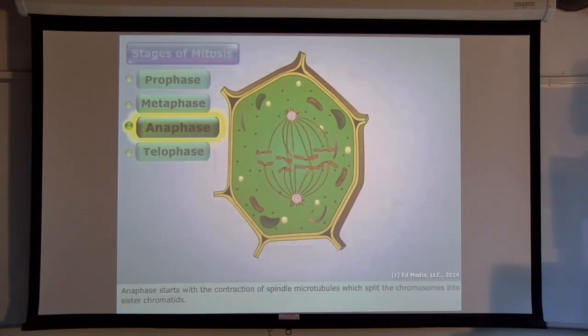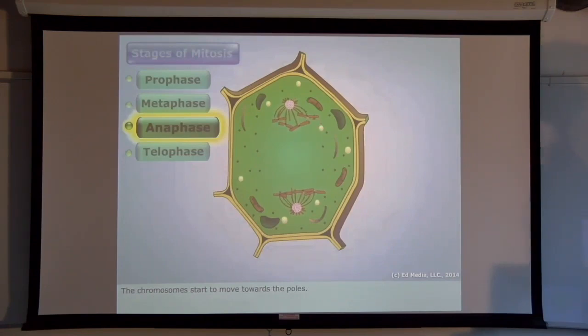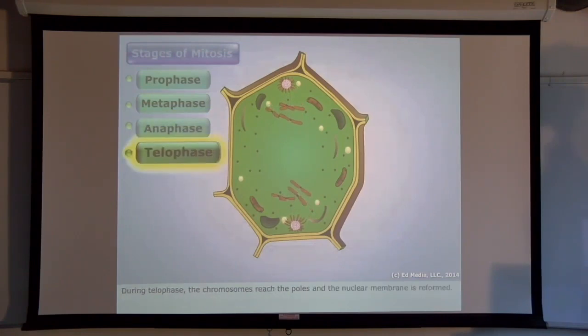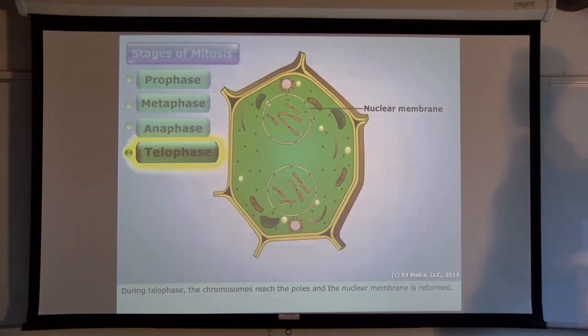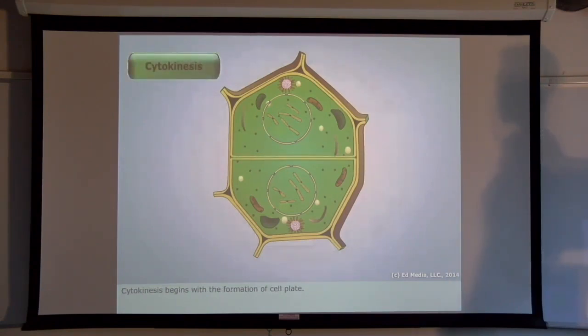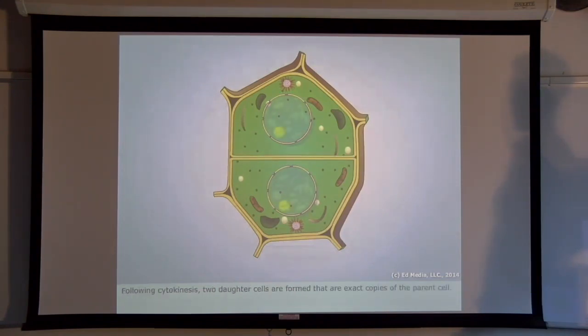Anaphase starts with the contraction of spindle microtubules, which split the chromosomes into sister chromatids. This guarantees an equal amount of information on each side. They start to move towards the poles. During telophase, the chromosomes reach the poles and the nuclear membrane is reformed. Cytokinesis begins with the formation of a cell plate. Following cytokinesis, two daughter cells are formed that are exact copies of the parent cell.